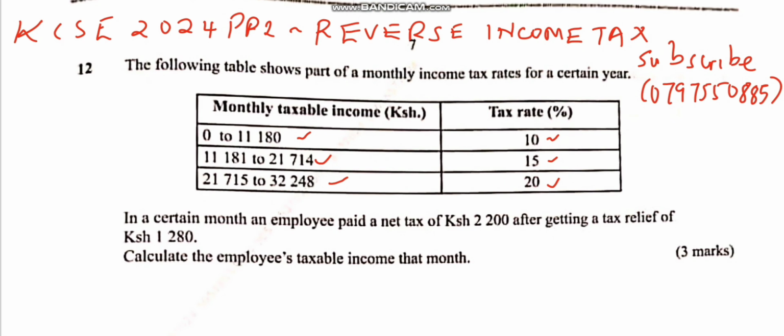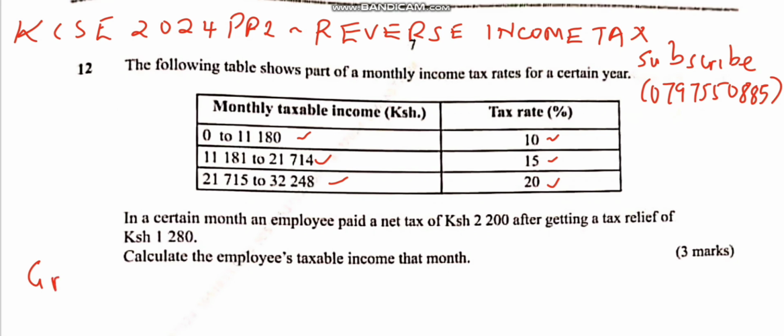So for us to get an answer to this question, lazima pia tujue which type of question is this. Hii swali imeuliza utafute taxable income. Kama swali unaona, calculate the employee's taxable income that month. Inakuuliza calculate taxable income and not tax yenyewe. So hapo tax umepewa, so swali imeuliza tafuta taxable income na ni rahisi kutafuta.